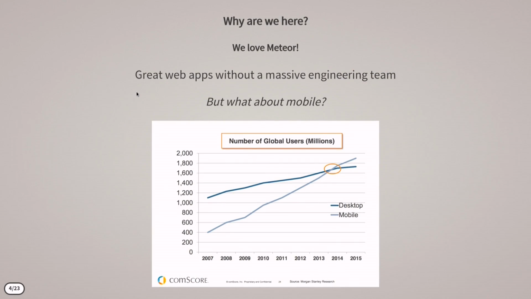So, firstly, the question is, why are we here today? The reason is because we love Meteor. And I think the reason why we love Meteor so much is because Meteor has made it really, really quick, easy, and simple to build very high-quality apps. You no longer need an engineering team of 20 to 200 people to build really cool stuff like the big boys are doing.